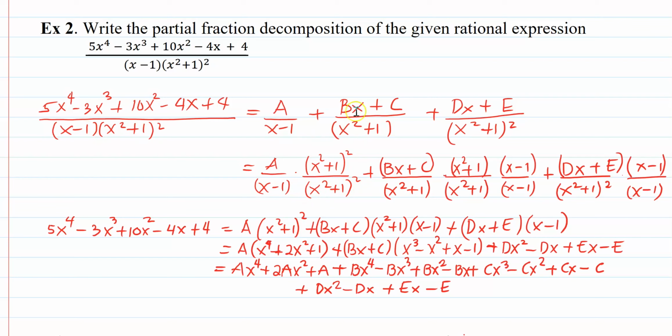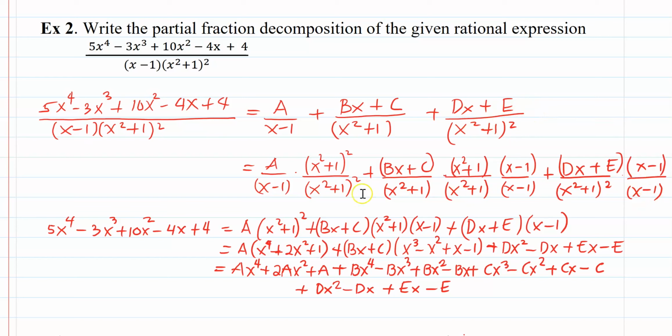In the second fraction, our denominator is x^2 + 1. So we need to multiply this fraction by (x - 1) over (x - 1) and another (x^2 + 1) over (x^2 + 1). By doing that, our denominator will be the same as the original. For our third fraction, the denominator is (x^2 + 1)^2, so we only need to multiply this fraction by (x - 1) over (x - 1).